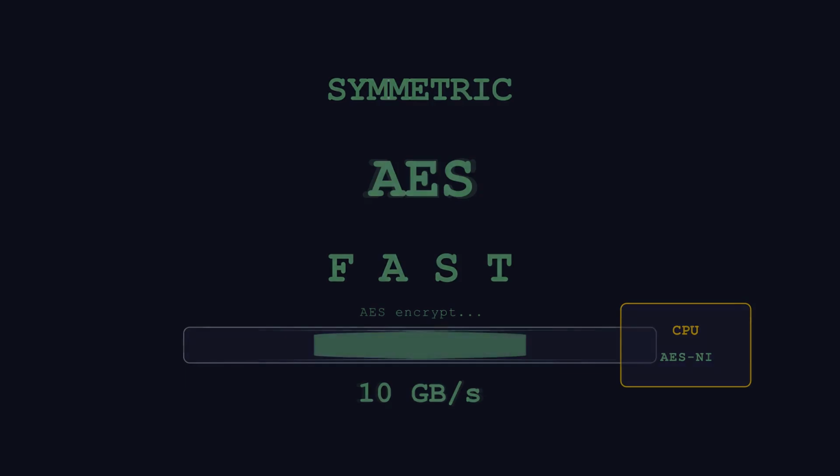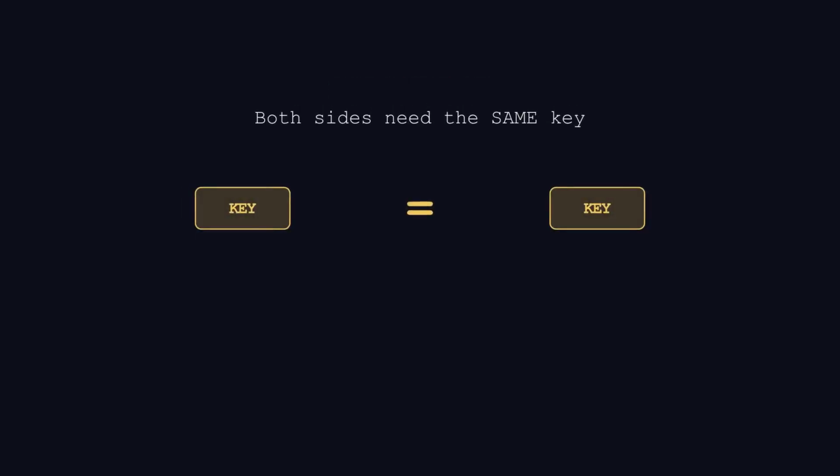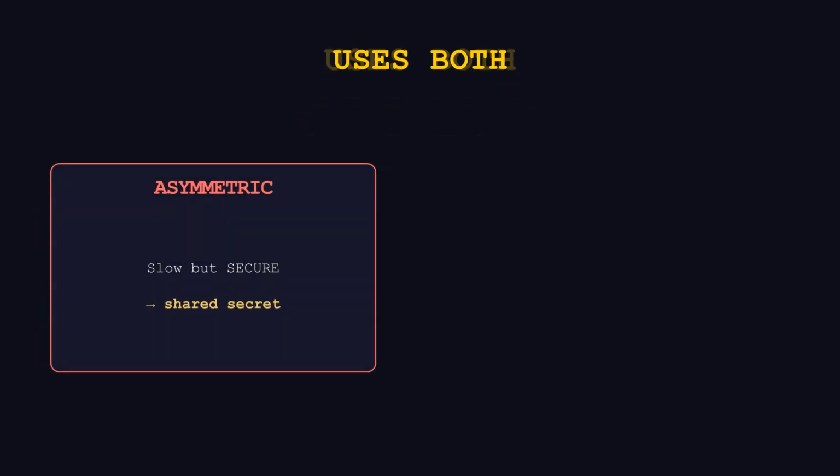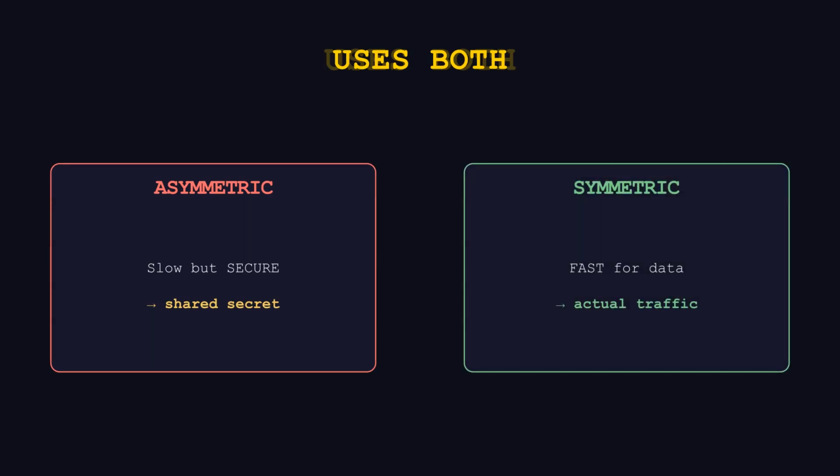But symmetric encryption has a problem. Both sides need the same key, and you can't just send a key over an unencrypted channel. This is why HTTPS uses both. Asymmetric cryptography to establish the shared secret, symmetric cryptography for the actual data.